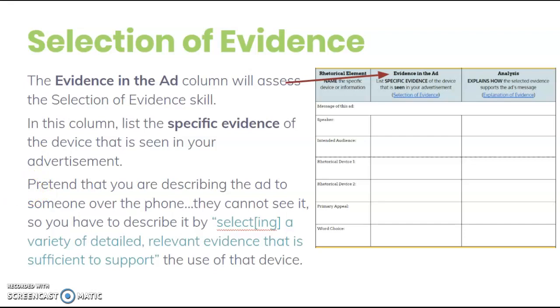Pretend that you're describing the ad to someone over the phone. They cannot see the picture, so you have to describe it in a way that helps them visualize it. So again, with words from the rubric, you should be selecting a variety of detailed, relevant evidence that is sufficient to support the use of that device.